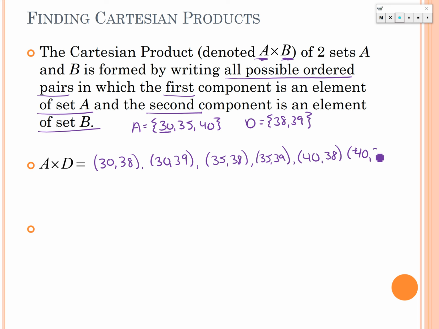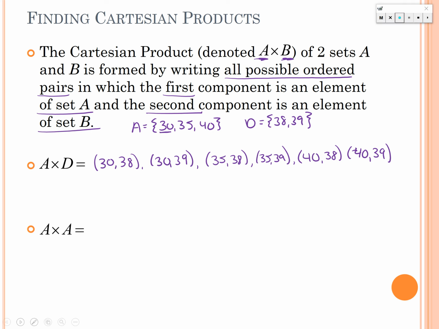Now you might find your own way that makes more sense to you, and that's fine. I always start with, I do each element from the first set and pair it with everything in the second. Then I move on to the next element of the first set, pair it up with everything in the second. Then I don't miss an ordered pair.